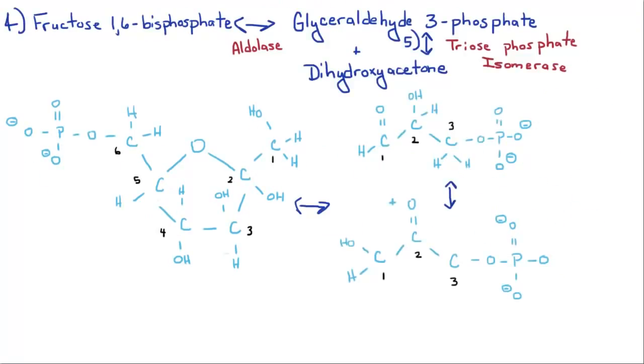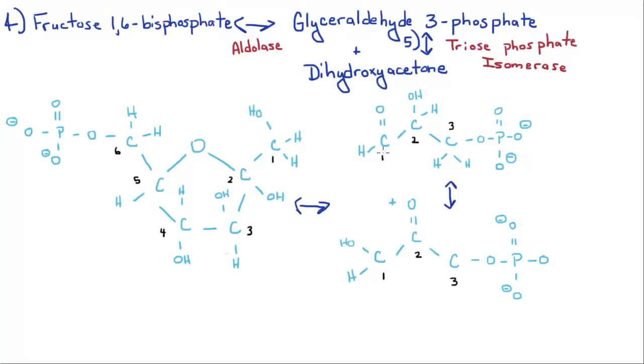Fructose 1,6-bisphosphate is broken down into two 3-carbon substituents by the enzyme aldolase. These two 3-carbon substituents are glyceraldehyde 3-phosphate and dihydroxyacetone phosphate. And these two molecules can be interconverted by the enzyme triose phosphate isomerase. So, from here on out, all the rest of the steps in glycolysis, you're going to have two molecules being reacted instead of one. So you're going to get double the product.